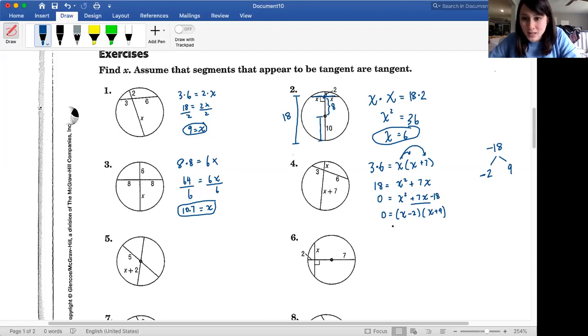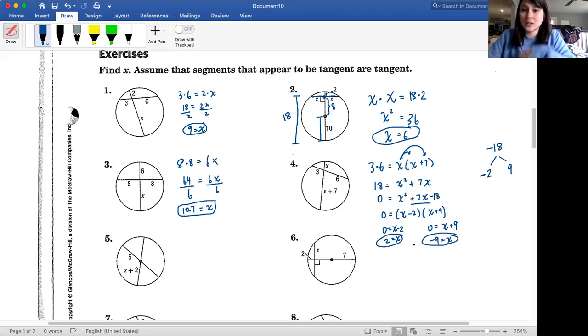So that means when I set this up as my equation, I have 0 equals x minus 2. And then I have 0 equals x plus 9. Now, if I find out what x is, I add 2 to both sides. 2 equals x here. And then I subtract 9 from both sides. I get negative 9 here.